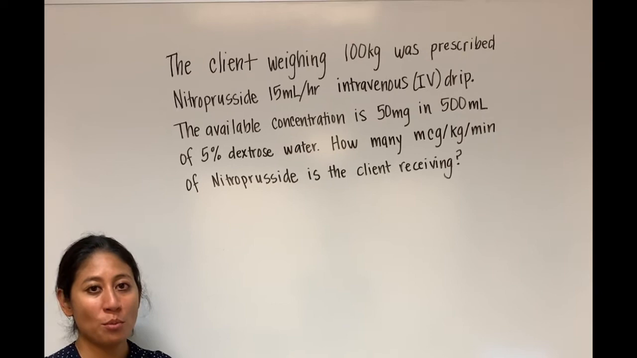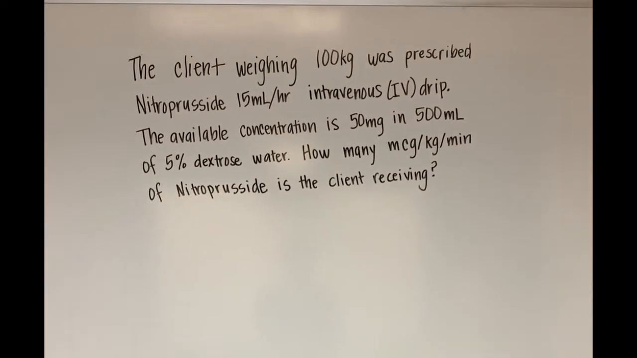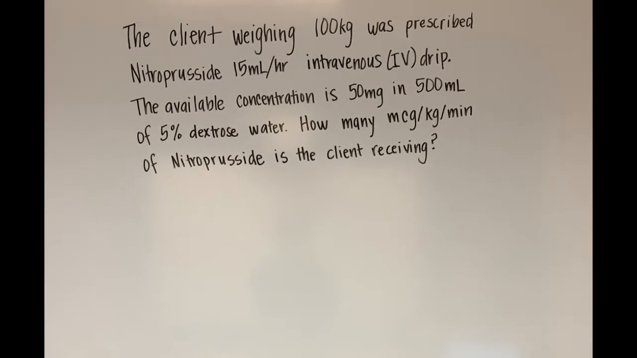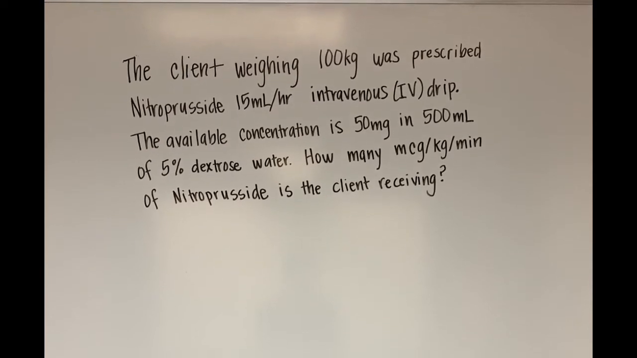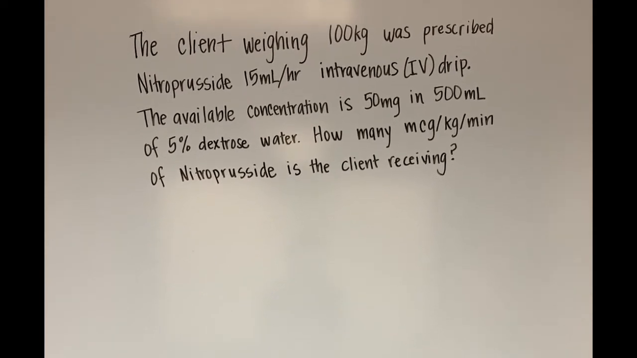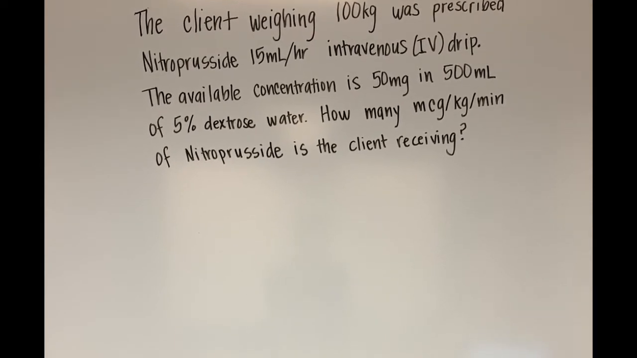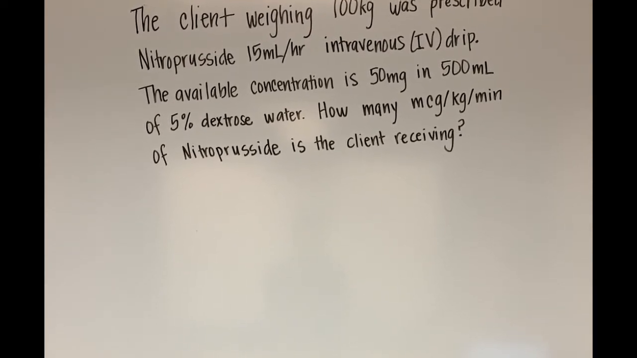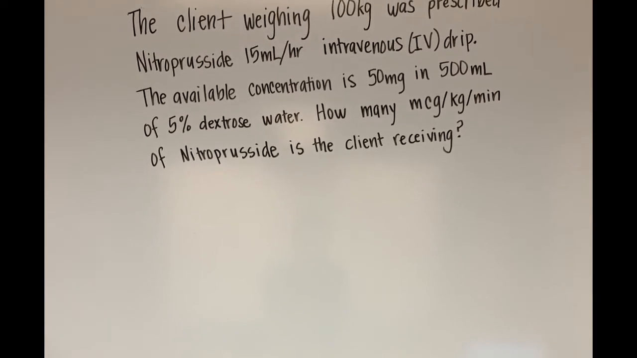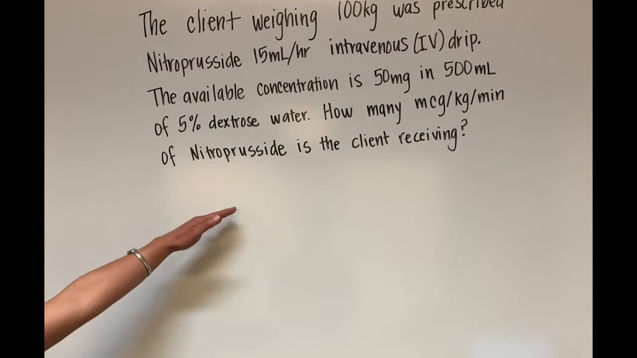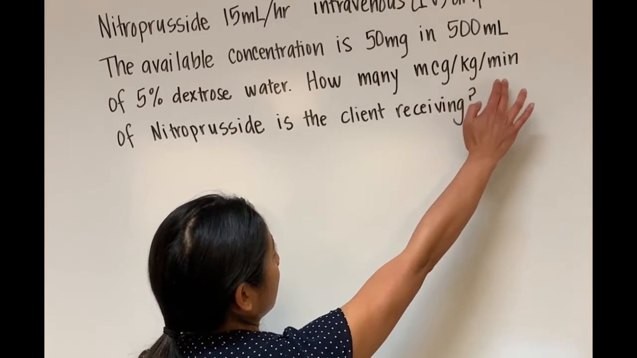Okay. One more practice question. We have the client weighing 100 kilograms was prescribed nitroprusside 15 milliliters an hour intravenous IV drip. The available concentration is 50 milligrams in 500 mLs of 5% dextrose water. How many micrograms per kilograms per minute of nitroprusside is the client receiving? So we think of the end in mind. We know that they are asking for micrograms per kilograms per minute.